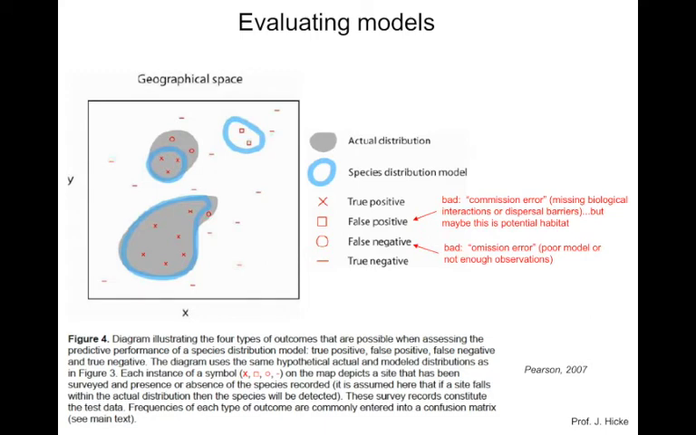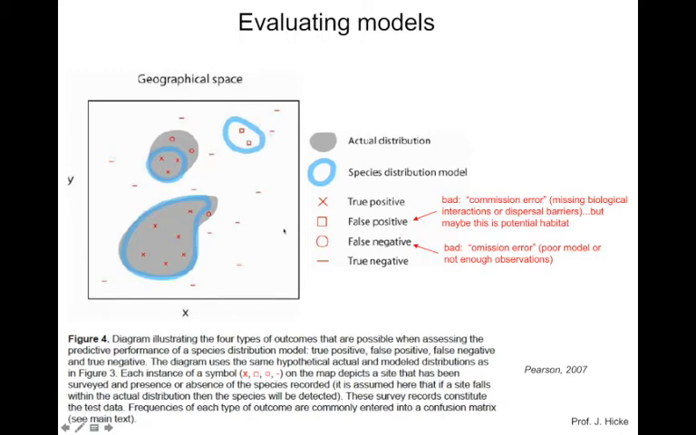Okay, here's the illustration of some of these errors that I've already mentioned. This is the model prediction in geographic space in blue. The actual distribution, which is the realized niche, is in gray. The true positives, where an X is here, are places where the model correctly predicts the observations. The minuses here are called true negatives. That's where the model correctly predicts there is an absence, because there is an absence.